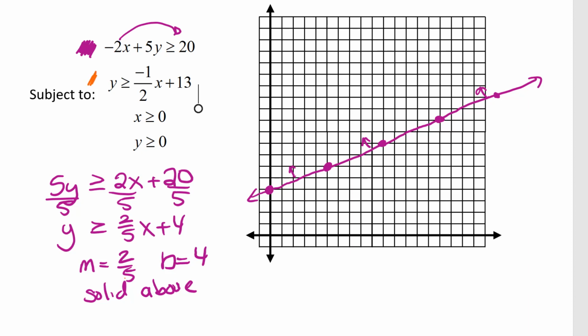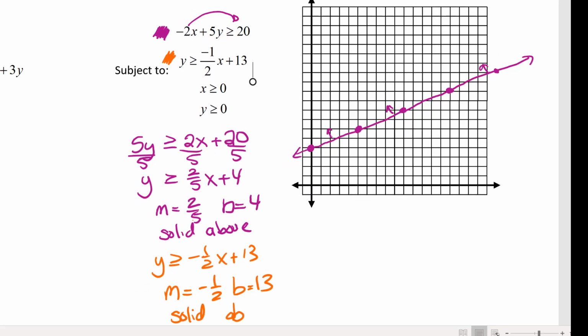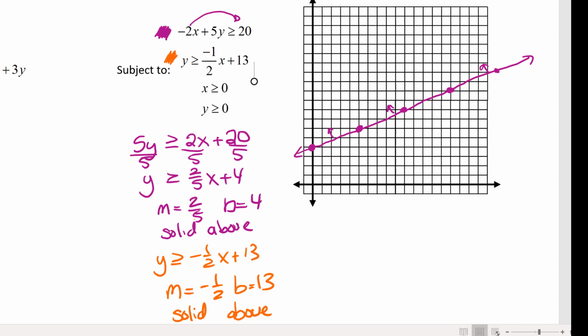The next constraint I have is already in slope-intercept form. Y is greater than or equal to negative 1/2 x plus 13. So the m is already negative 1/2. My b is 13. It's a solid line because it's or equal to, and because y is greater than, it's above. So I'm going to go to 13.